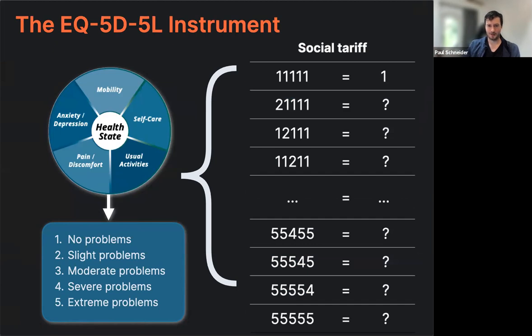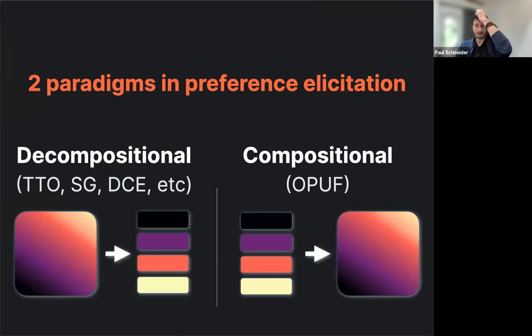Okay, and so now the task is to determine the social value for all of these health states. Full health, so 11111, is set to 1 just by definition, because we say 1 year in full health is equal to 1 QALY, and being dead is set to 0. But for all the other health states, we need to come up with some social value. And again, there are multiple options to do this.